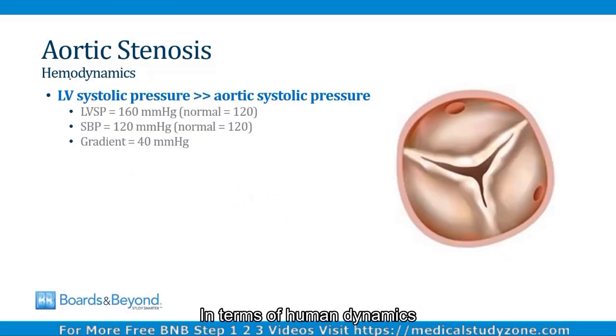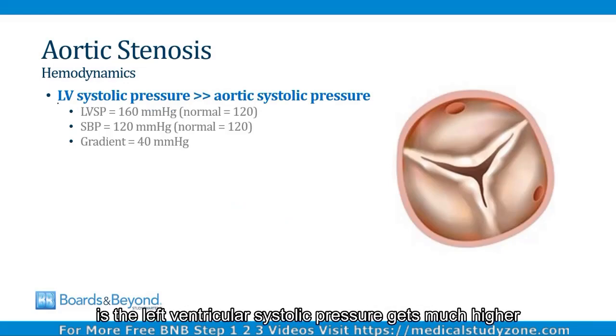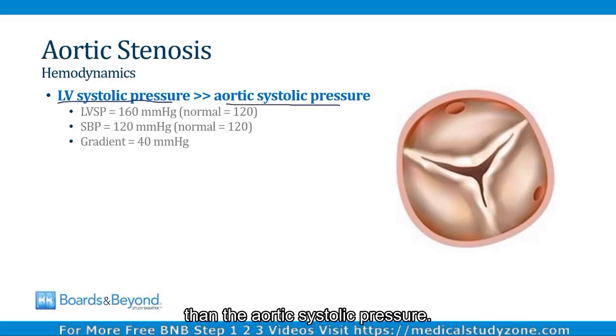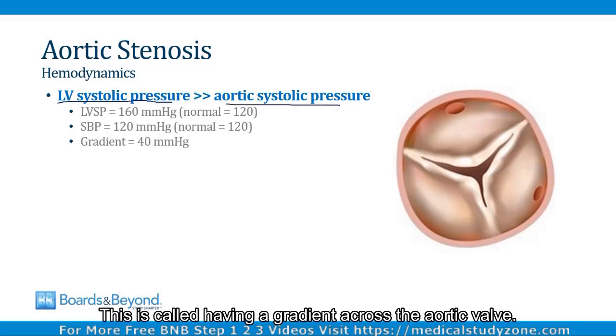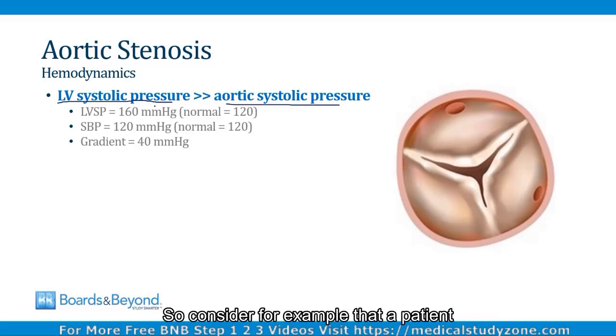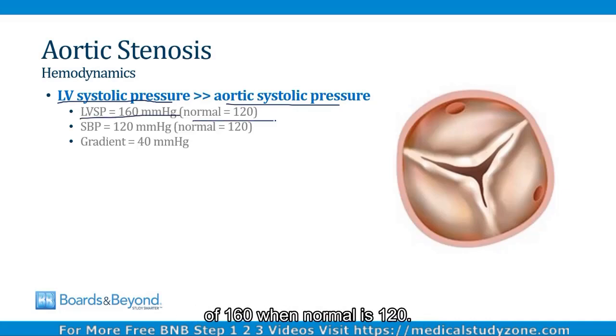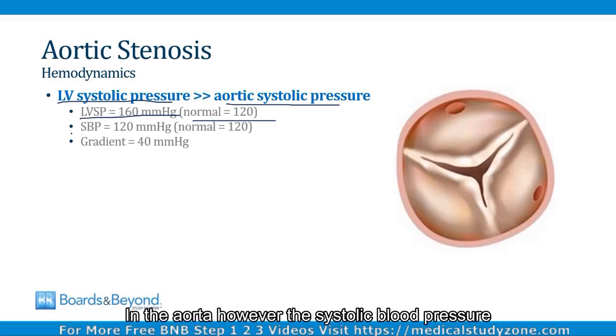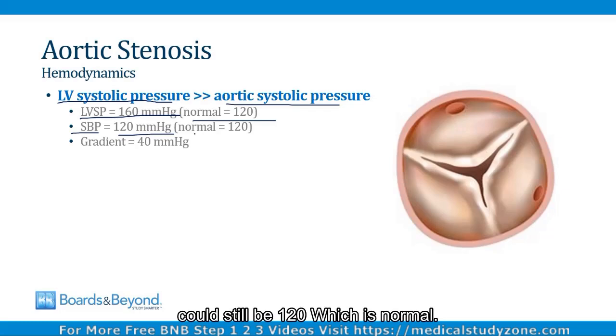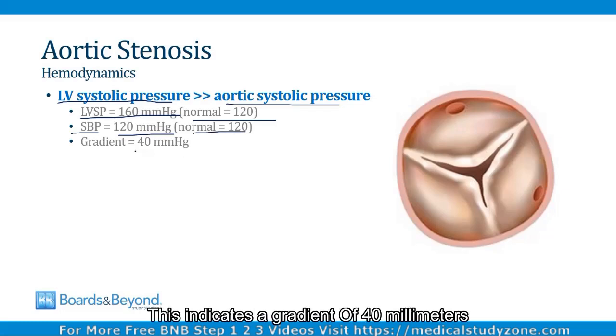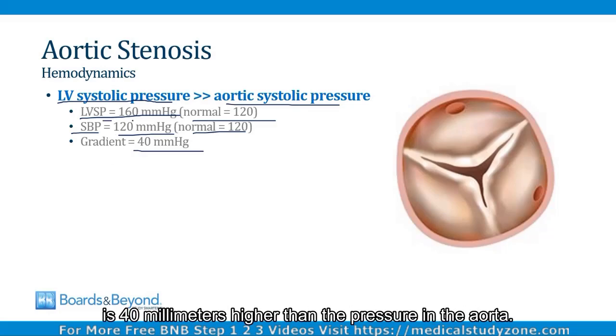In terms of hemodynamics, what happens in aortic stenosis is the left ventricular systolic pressure gets much higher than the aortic systolic pressure. This is called having a gradient across the aortic valve. So consider, for example, that a patient with aortic stenosis could have a left ventricular systolic pressure of 160 when normal is 120. In the aorta, however, the systolic blood pressure could still be 120, which is normal. This indicates a gradient of 40 millimeters across the aortic valve. In other words, the pressure in the left ventricle is 40 millimeters higher than the pressure in the aorta.